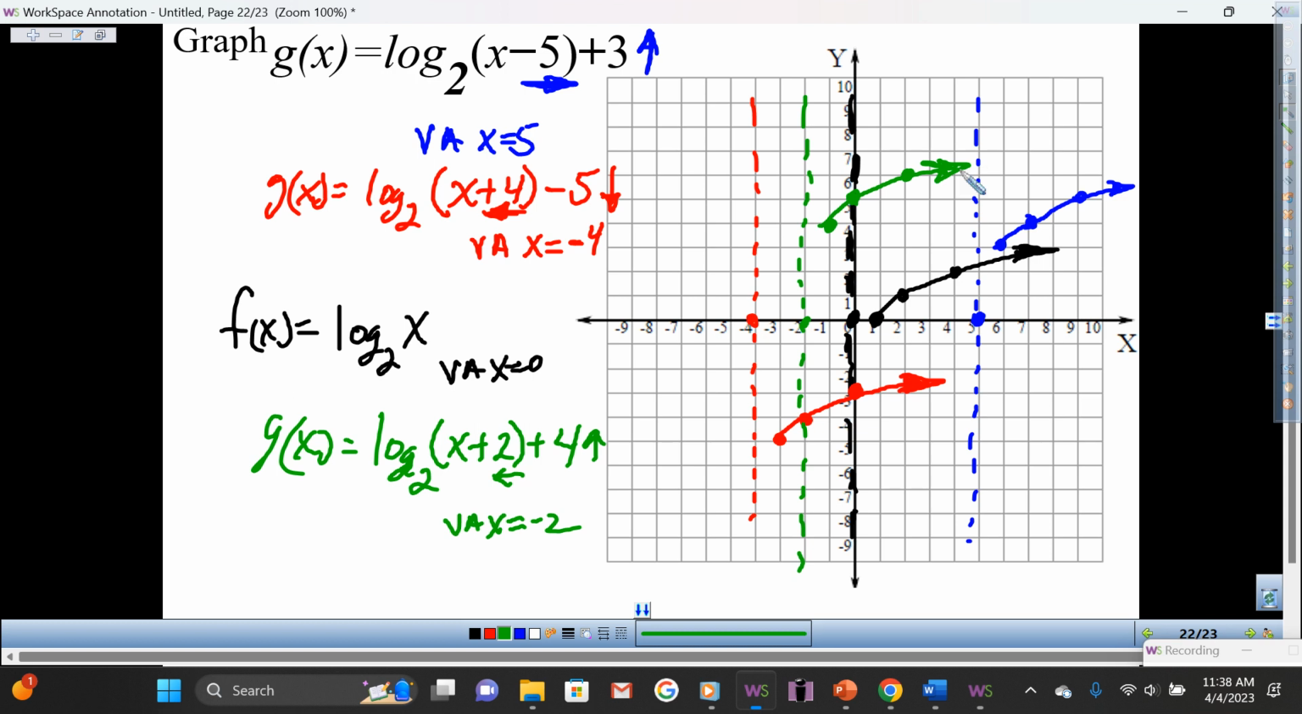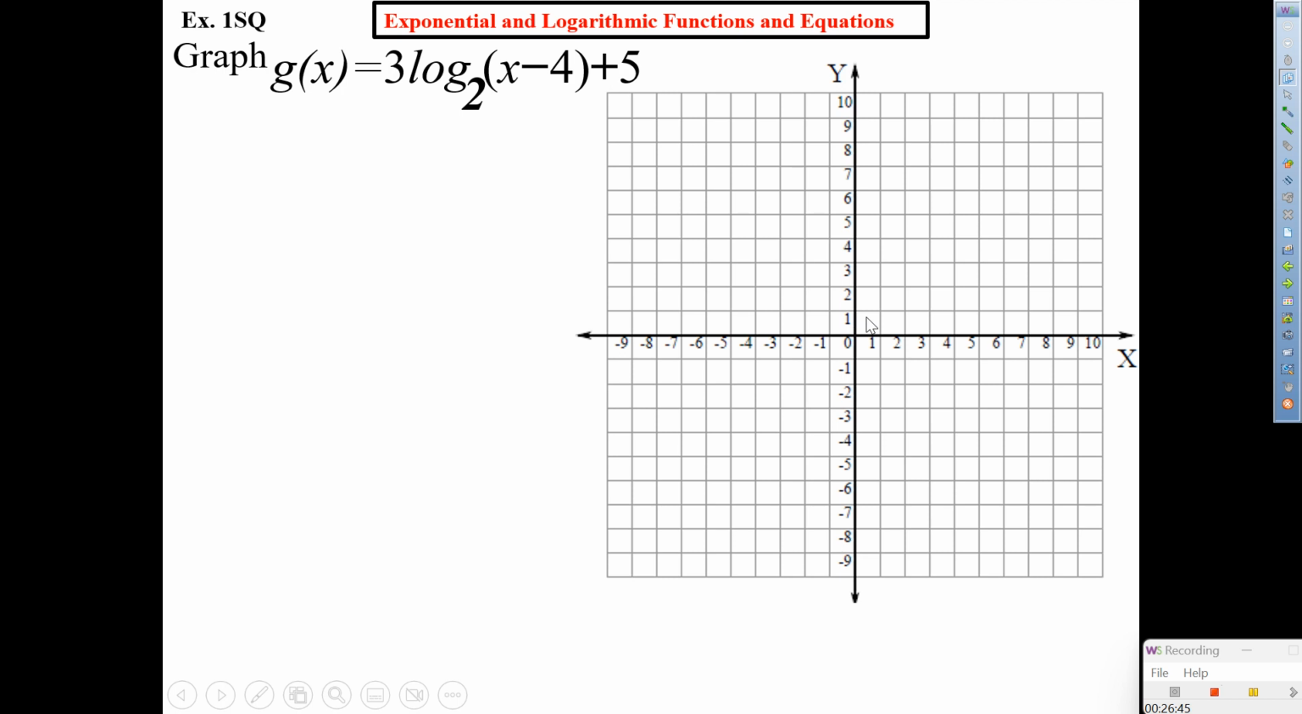Okay, from 1 to 5, how comfortable are you with these? 5, 4, 5, 4. Okay. Let's crank it up a little bit, yeah? Copy this one. Example 1. It says graph g of x equals 3 log base 2 of (x minus 4) plus 5.